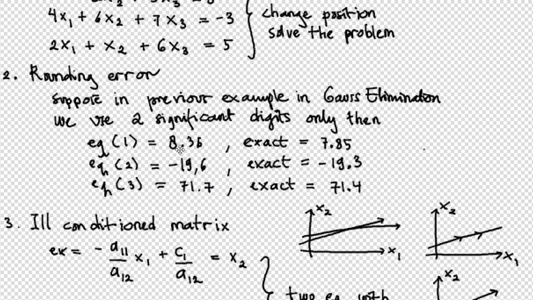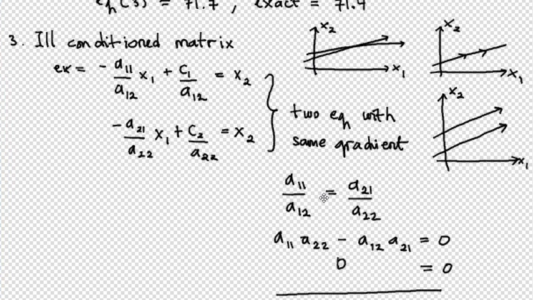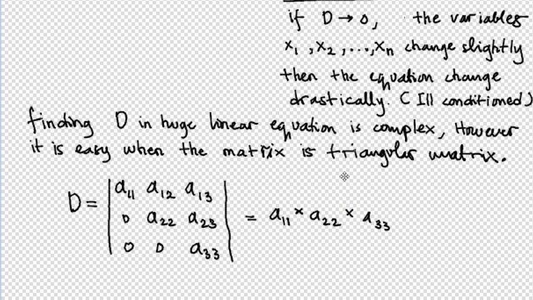So this is the example of ill condition. So be careful with significant digits. And then the determinant is very important to see the condition of your matrix. So how to find the determinant in a huge linear equation?